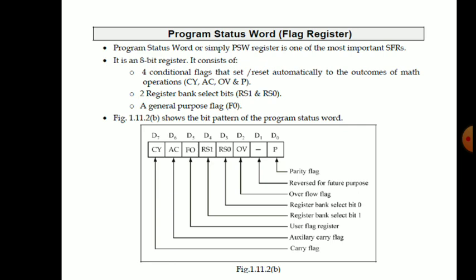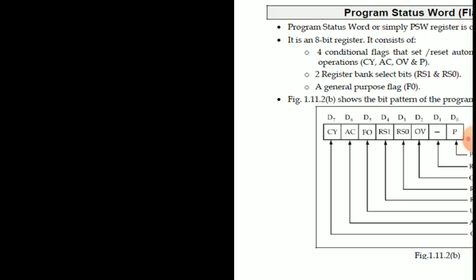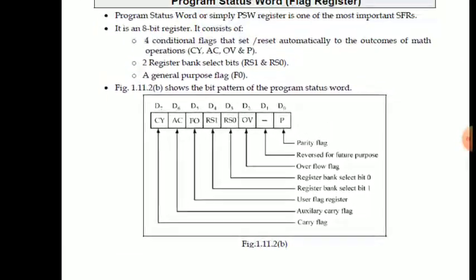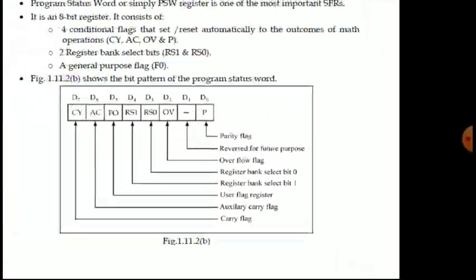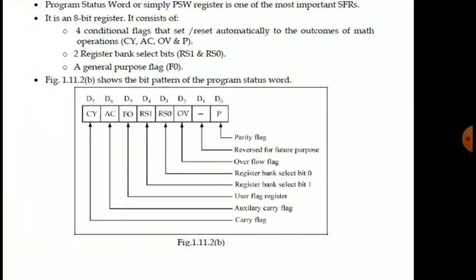Two register bank selection bits, that is RS1 and RS0. A general purpose flag F0. The figure shows the bit pattern of the program status word. Yes, you must draw this bit register. So you must draw this register along with those flags, the names of the flags also.